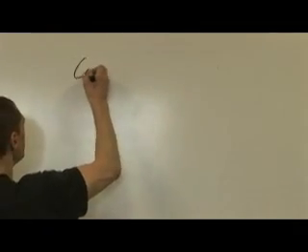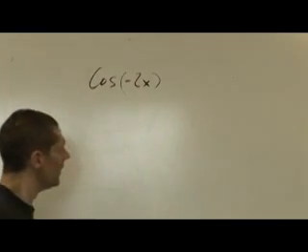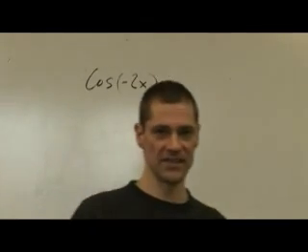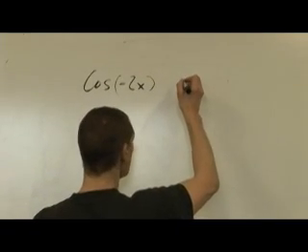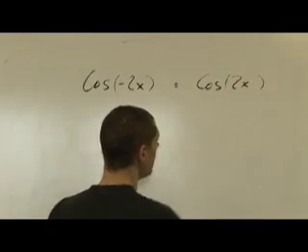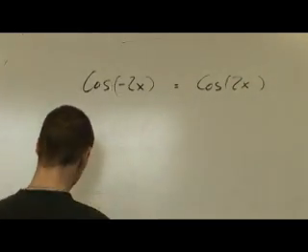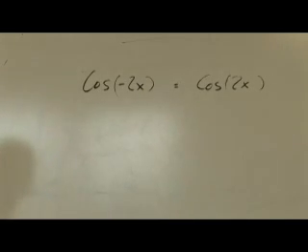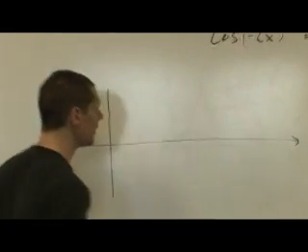What's the graph of cosine of minus 2x look like? Well, we know that cosine is an even function, so that means that cosine of negative 2x is the same as cosine of 2x. Even functions kill off the negative signs. I would like to put this up just so you can see this. And let's just see this.